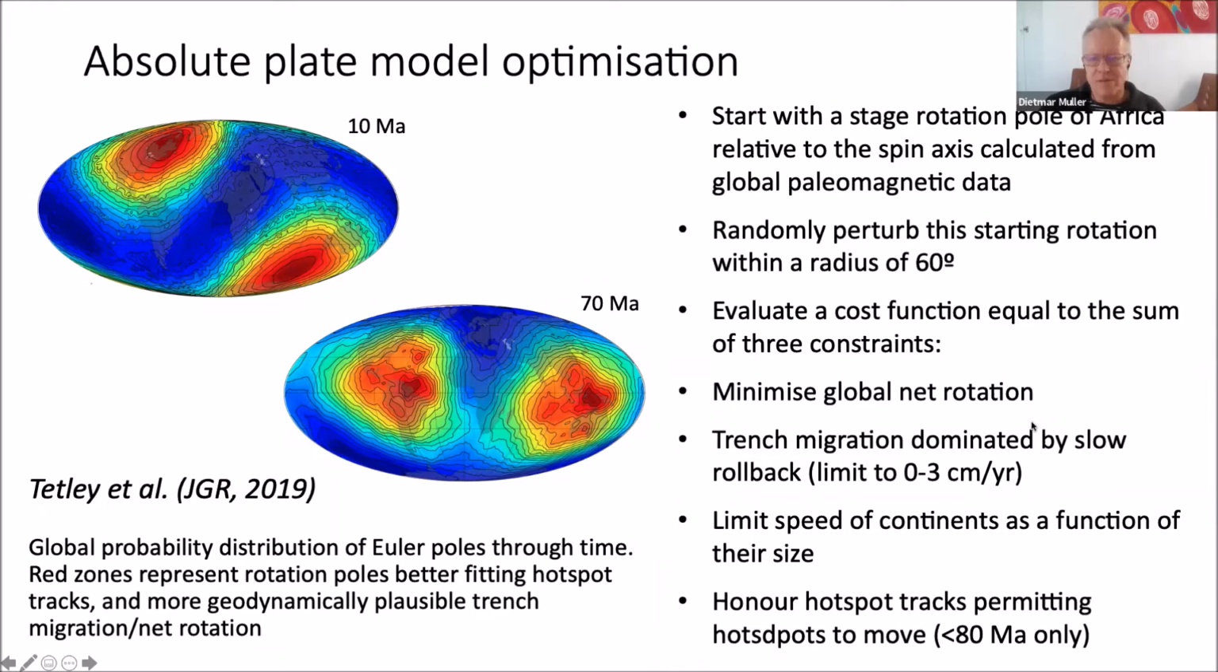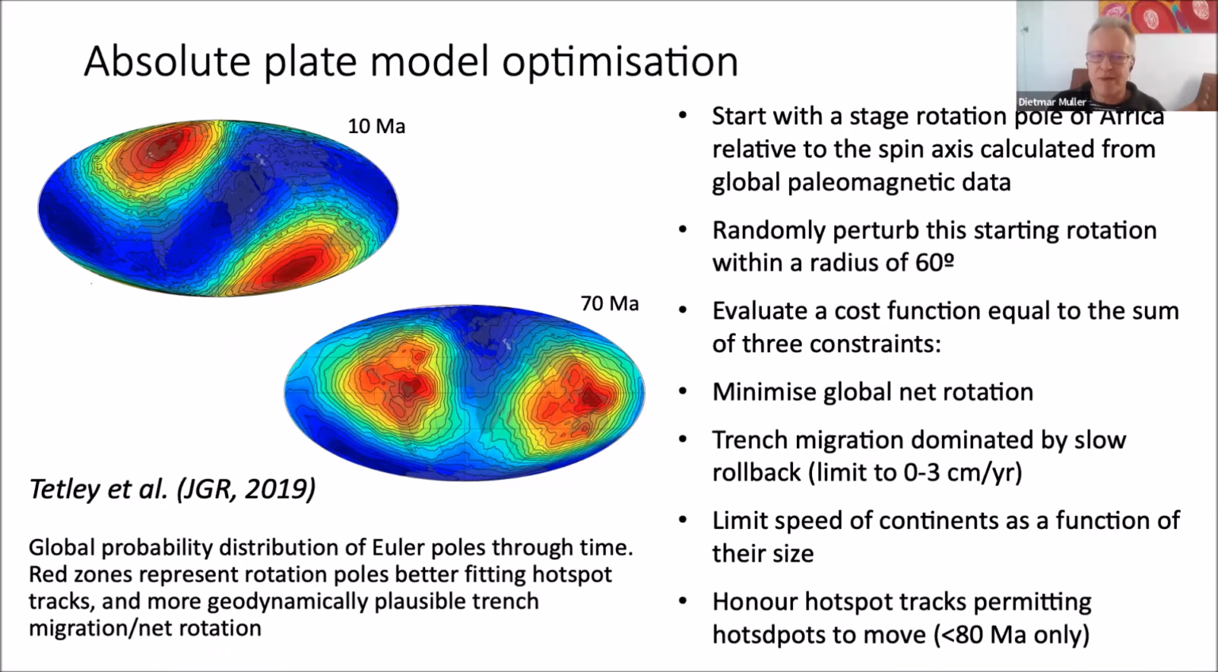So for a given time, we start with the stage rotation pole of Africa, Africa being our mother plate at the top of our plate hierarchy, relative to the spin axis. And this initial guess of an absolute rotation pole, the stage pole, is calculated from global paleomagnetic data. Then we randomly perturb the starting rotation within a large radius of 60 degrees, and evaluate a cost function equal to the sum of 3 constraints.